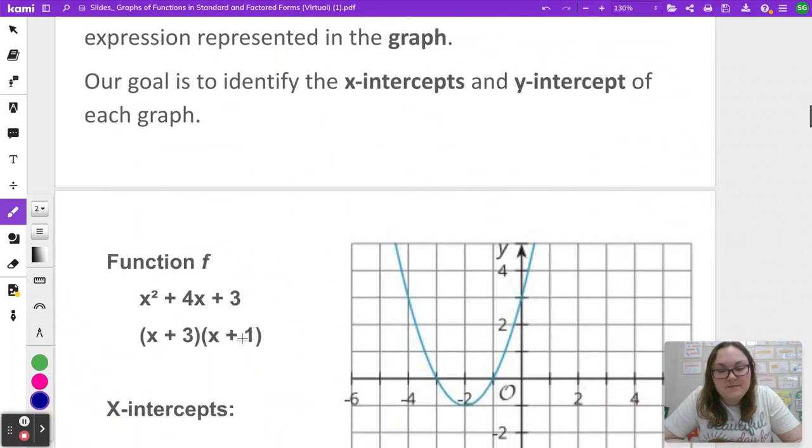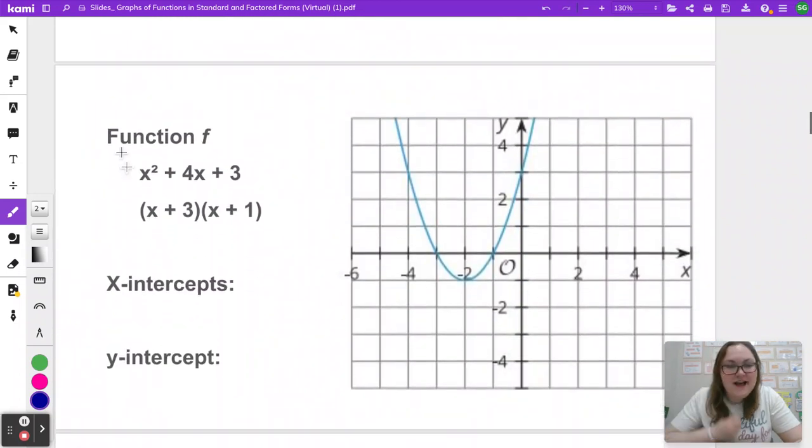So for example, here's our first one. We've got these 2 expressions of quadratics. Now they are equivalent. They both represent the same quadratic function, which is this graph over here. Our job is looking at the graph first. I want you to identify the x-intercepts and the y-intercept. There's going to be a second part to this question, but start by finding where these points are.